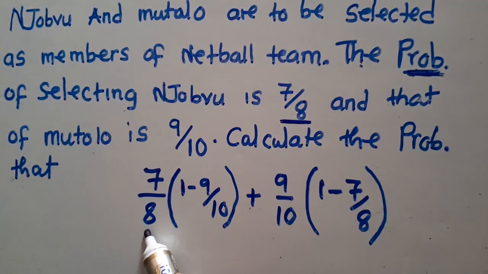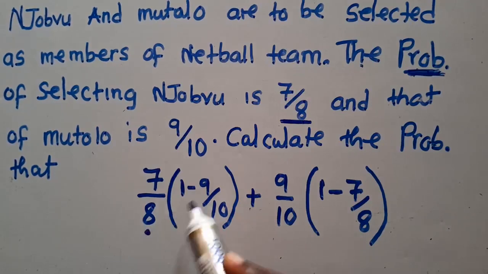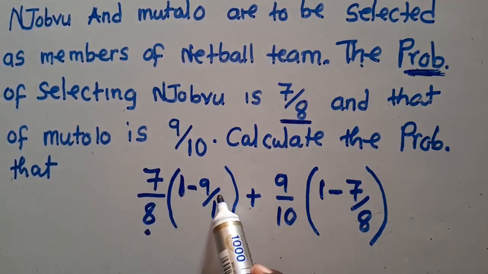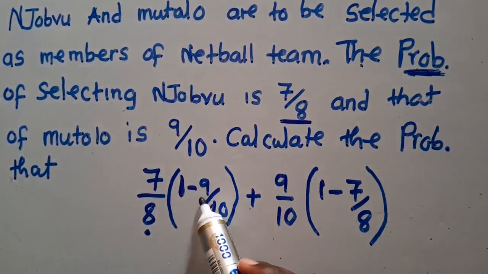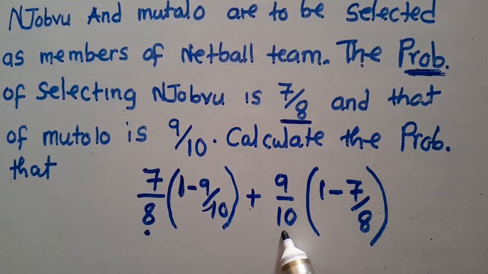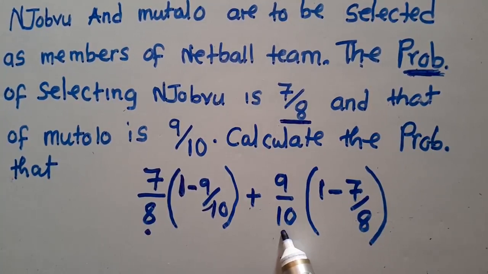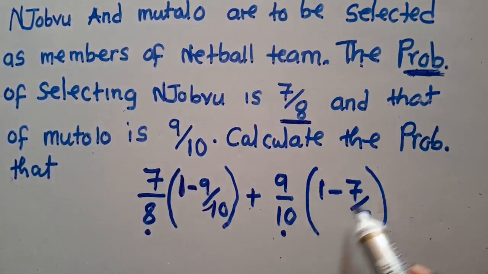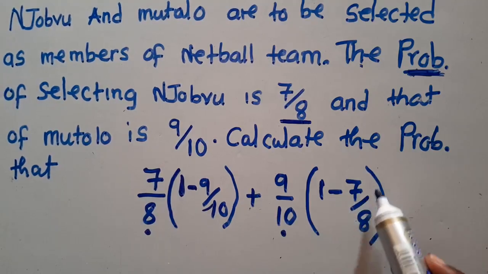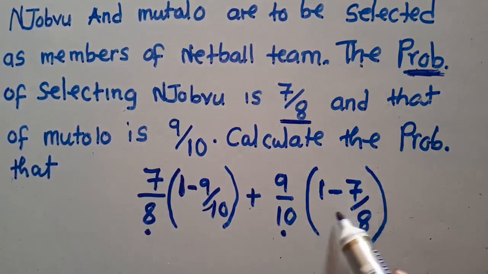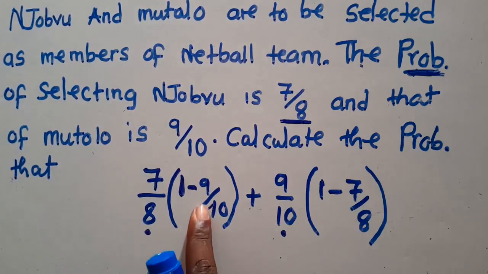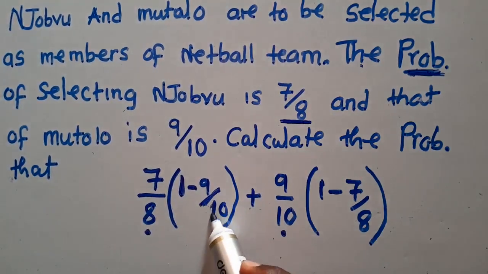So here I've selected just this one. This one is not selected because I've said 1 minus, so meaning I've gotten the probability of not selecting this one. In this case, I've just picked only this one, Mutolo, and I've not selected the other one, which is Njovu. But I've gotten this one, which is the probability of not selecting Njovu. So this is the way in which you can answer this question.